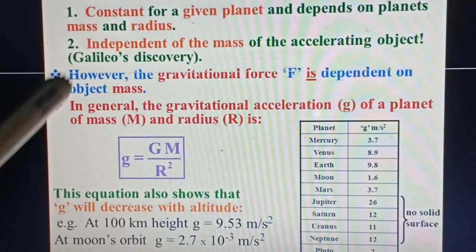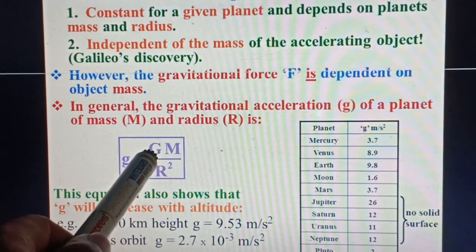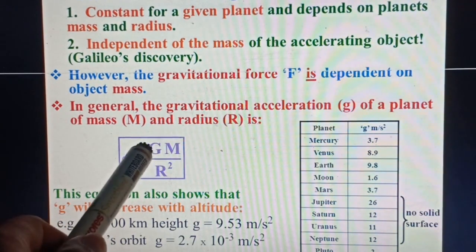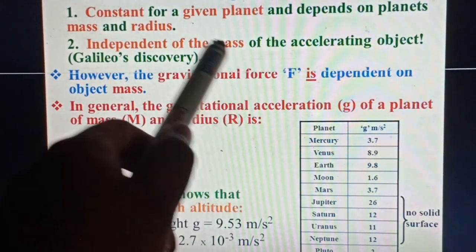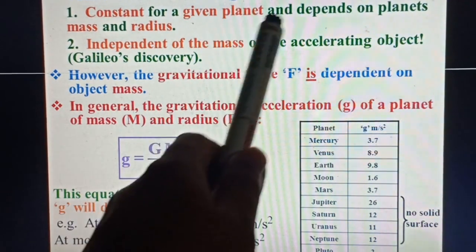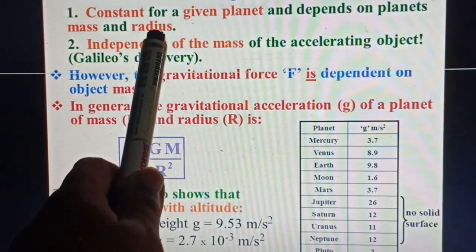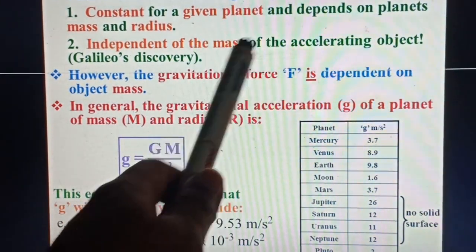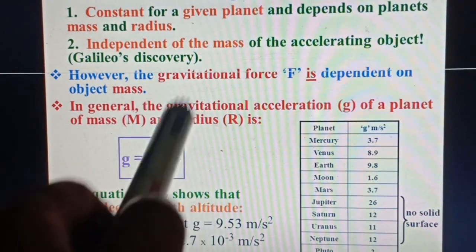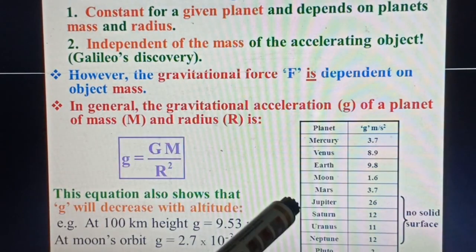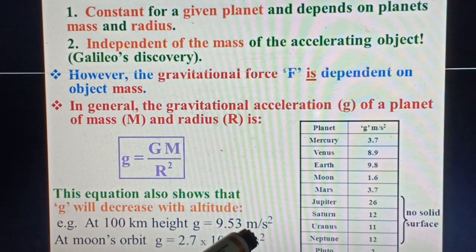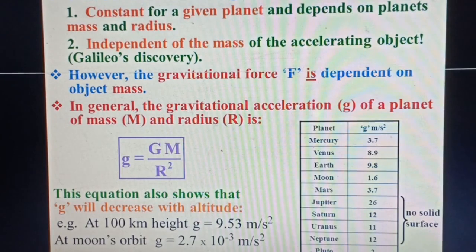What is this acceleration due to gravity? The universal gravitational constant capital G was a constant. This is also a constant, but it is constant for a given planet and depends on the planet's mass and radius. This will be a calculated value which will be different for different planets because the force of attraction of different planets will be different. These are some calculated values.